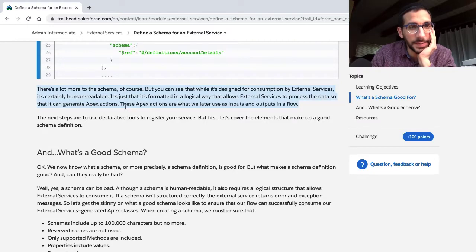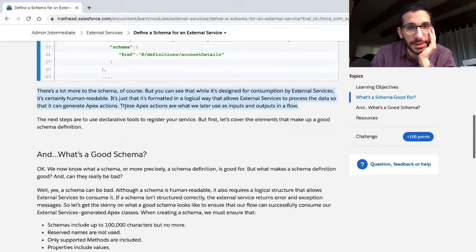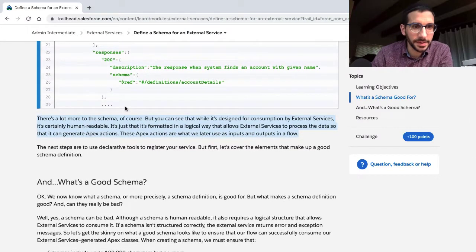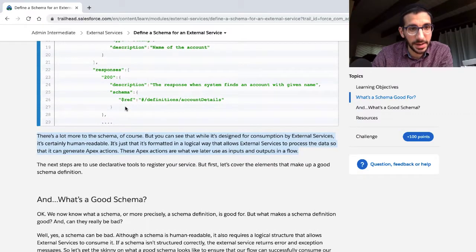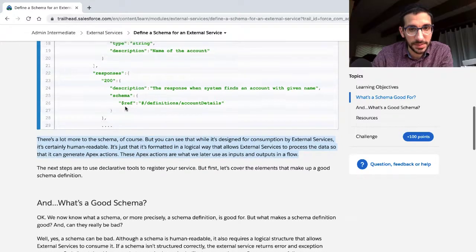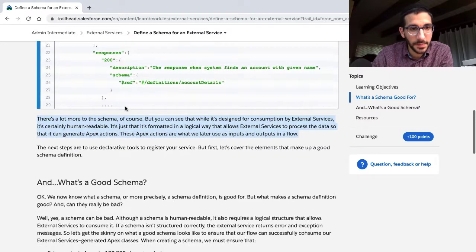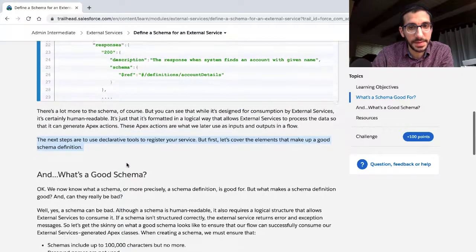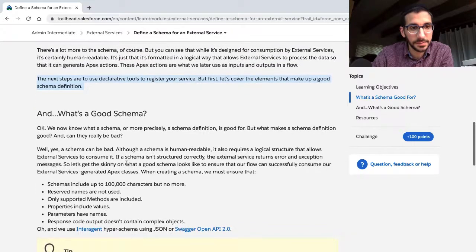There's a lot more to the schema, of course, but you can see that while it's designed for consumption by external services, it's certainly human readable. It's just formatted in a logical way that allows external services to process the data so it can generate Apex actions. These Apex actions are where we later use inputs and outputs in a flow. The next steps use declarative tools to register a service, but first let's cover the elements that make up a good schema definition.